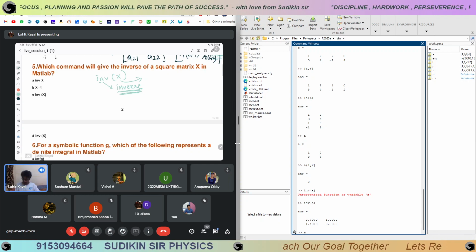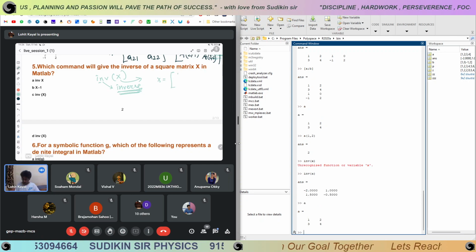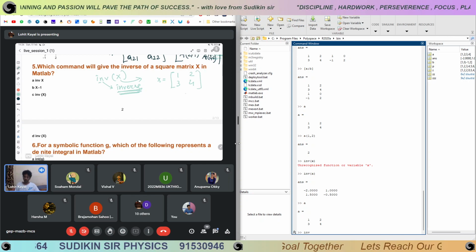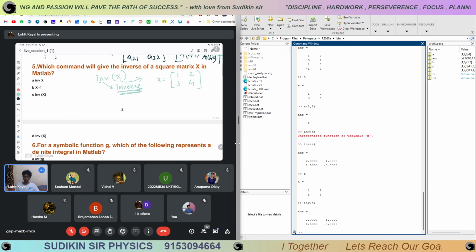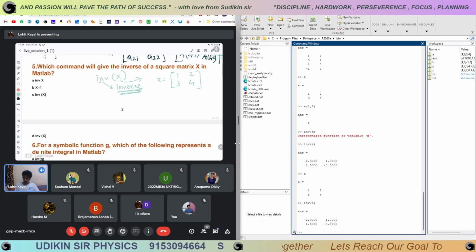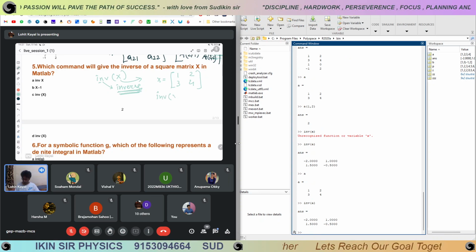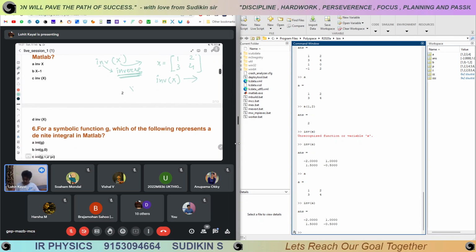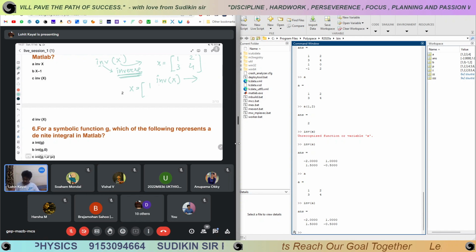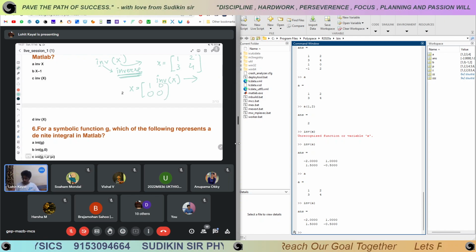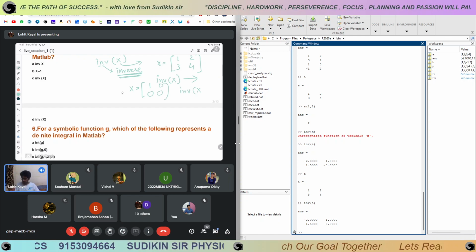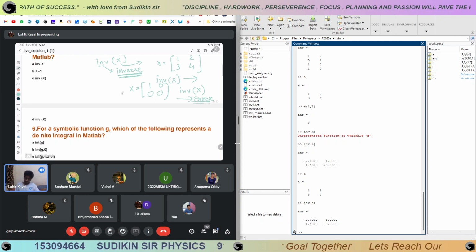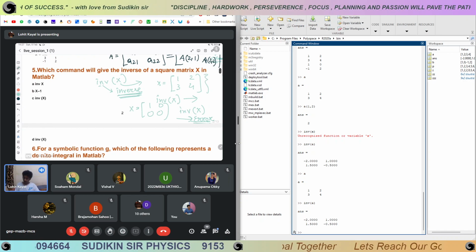Suppose you have a matrix like this, 1 2 3 4. It is a good matrix because its determinant is non-zero, so it will have an inverse. If you write inv of X, it will show you the result. Now suppose you have a matrix 1 0 0 0. If you do the inverse of this matrix, it will show you an error, because it only works on good matrices.